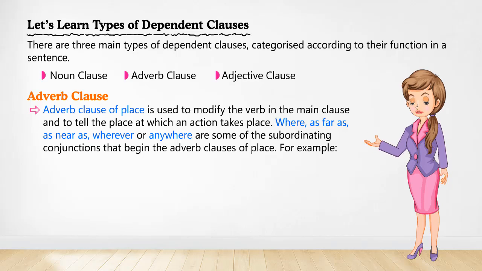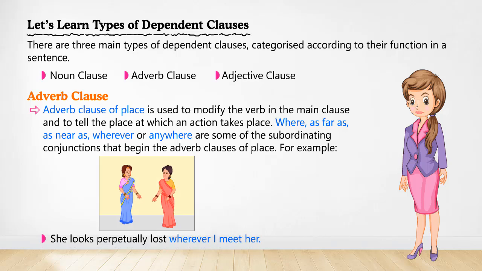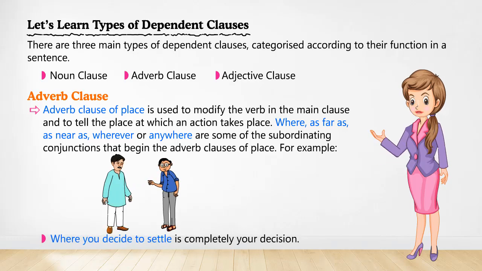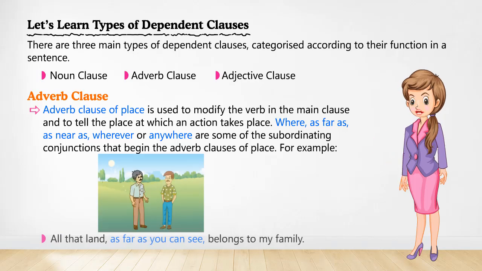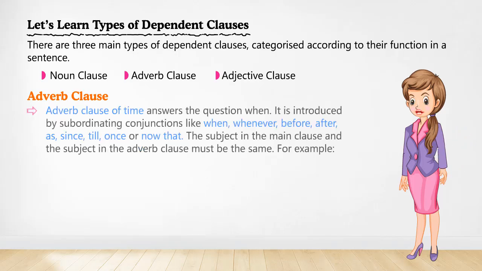Where, as far as, near as, wherever, or anywhere are some of the subordinating conjunctions that begin the adverb clauses of place. For example, she looks perpetually lost wherever I meet her. Where do you decide to settle? Is completely your decision. All that land, as far as you can see, belongs to my family.